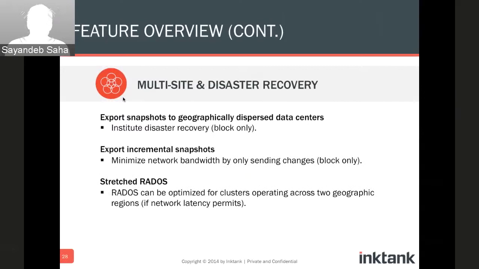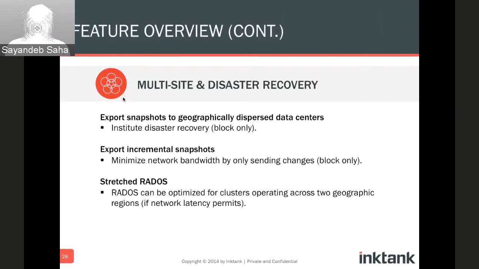Again, continuing on multi-site and disaster recovery, you can export snapshots to a geographically dispersed data center. You can do incremental snapshots, and you can do stretch RADOS. What I mean by stretch RADOS is similar to what you can do with Gluster today, where if you have data centers that are close enough to each other, or they are linked using dark fiber and have very little latency, a LAN-like latency for the inter-site link, then you can kind of lay Ceph or Gluster across two data centers and consider them to be a part of one single cluster. So I think in context of Red Hat Storage, we call it the stretched cluster use case. In context of Ceph, it's stretch RADOS.